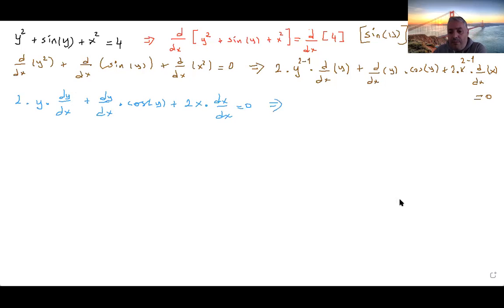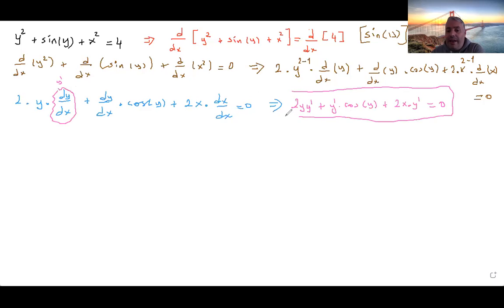So one more step, it will be 2y y prime. dy/dx is always y prime. When you see this, you will say y prime, and then plus y prime times cosine of y plus 2x times y prime equals 0. Now, this is the first derivative of the given equation.